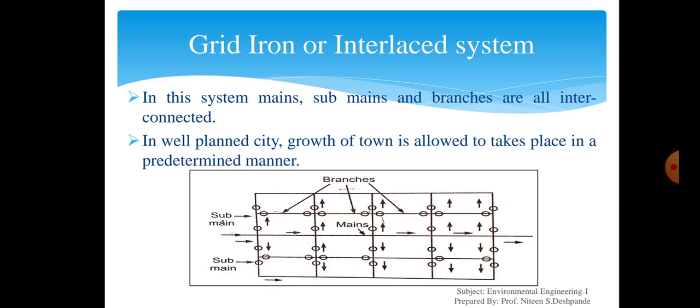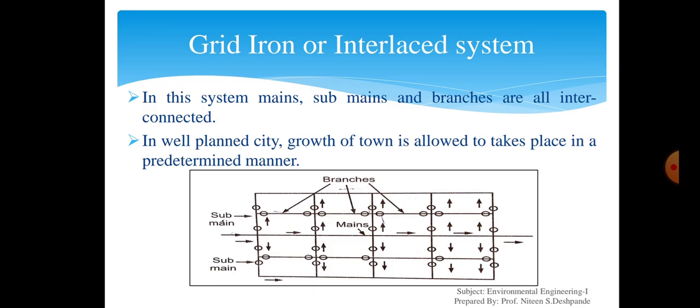In a well planned city, growth of the town is allowed to take place in a predetermined manner. So the roads are planned in a gridiron form. The pipelines laid under such roads naturally form the gridiron shape. This system is provided in Chandigarh, which is in Punjab. The system is therefore recommended for well planned towns or cities.